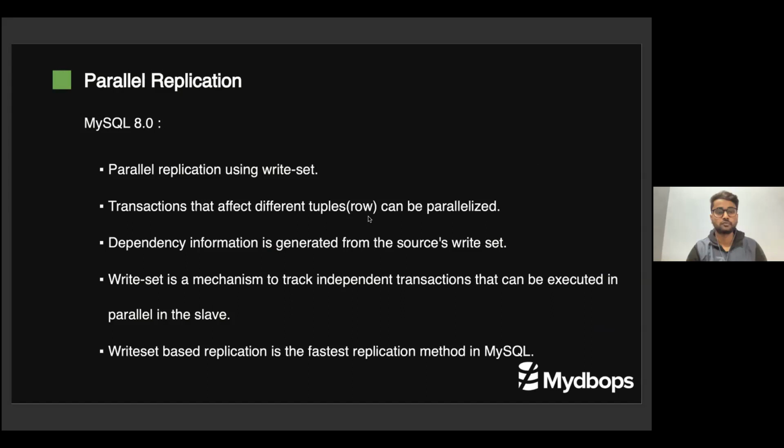And this dependency information is generated from the source write set, from the source binary log; it records those affected rows that can be applied parallelly on the slave. A write set is a mechanism to track the independent transactions from the master's binlog that can be applied parallelly on the slave. And this is the fastest application method in MySQL till now.